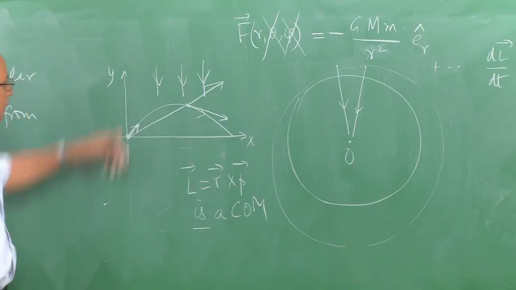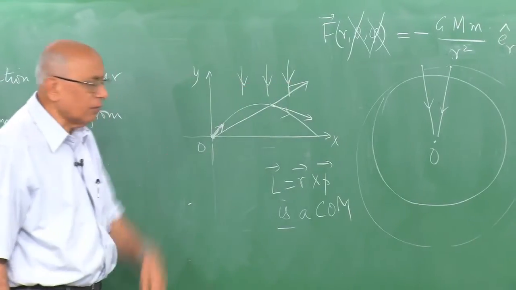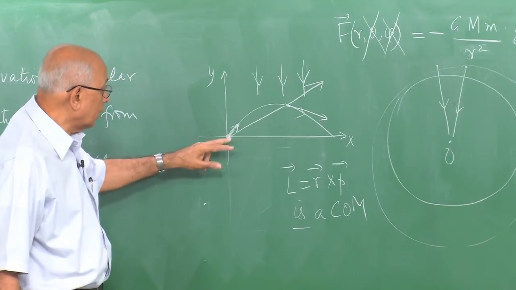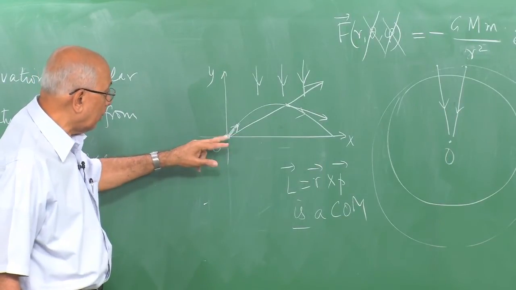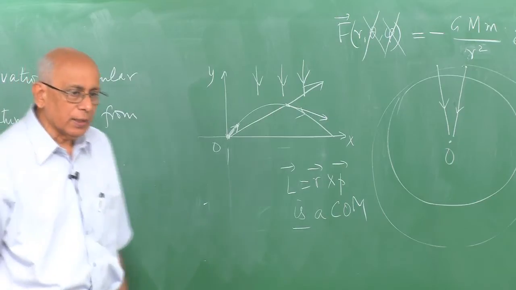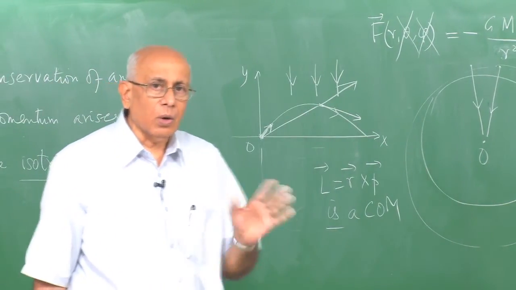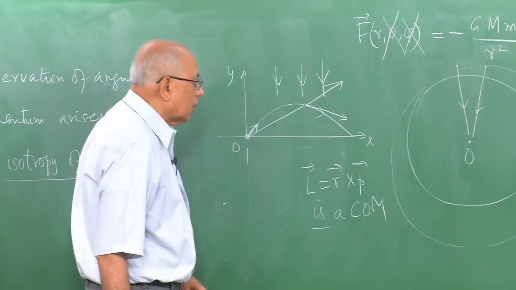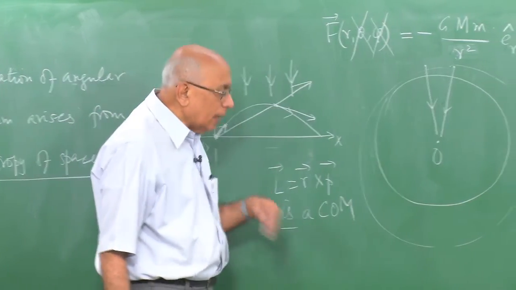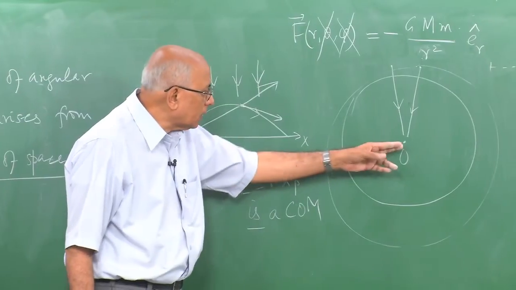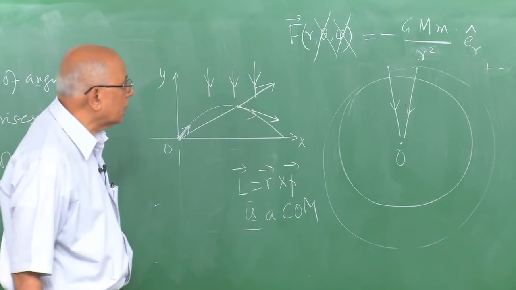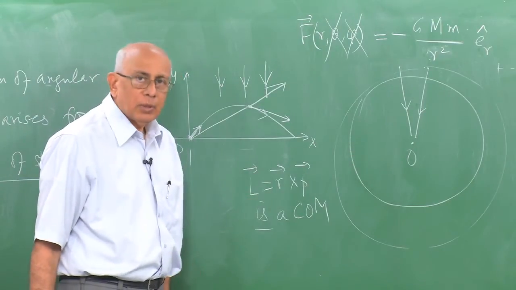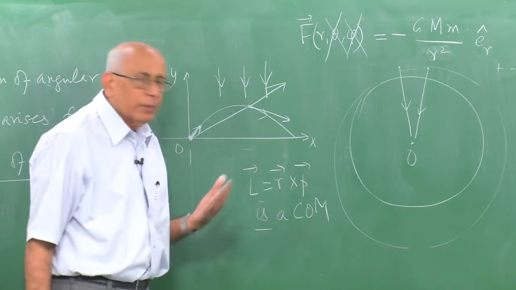It's only when you make this approximation of parallel field lines and a flat Earth with an origin here, and you look at the angular momentum about this origin, that you say its x and y directions are not equivalent to each other, and therefore there is no angular momentum conservation. But in reality, if you look at the actual central force of gravity due to the Earth, then indeed about the center of the Earth, there is angular momentum conservation.